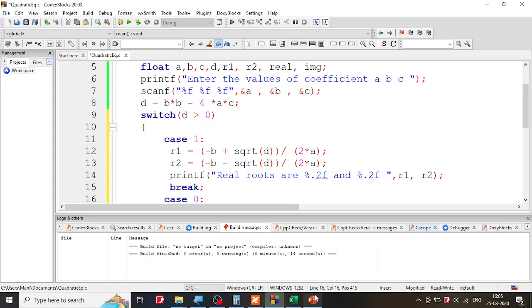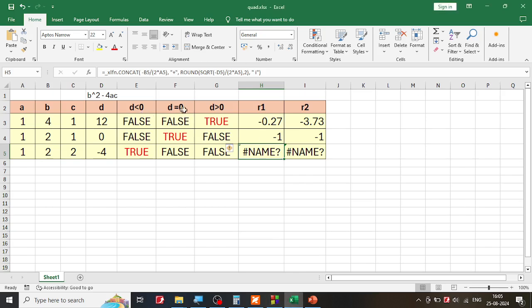Either D is greater than 0, or it is equal to 0 or less than. If it is greater than 0, you get the answer. If it is not greater than 0, then you again have two choices. What are the two choices? Either it is equal to 0, or it is less than 0.